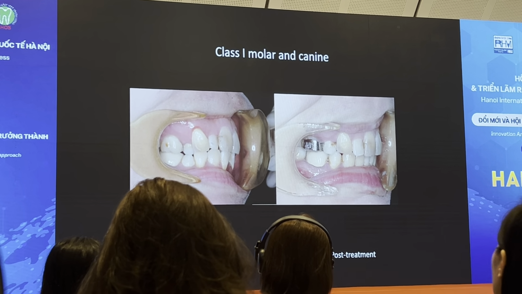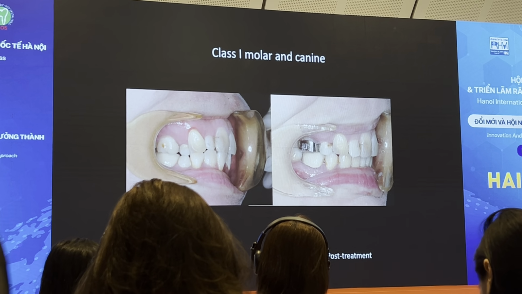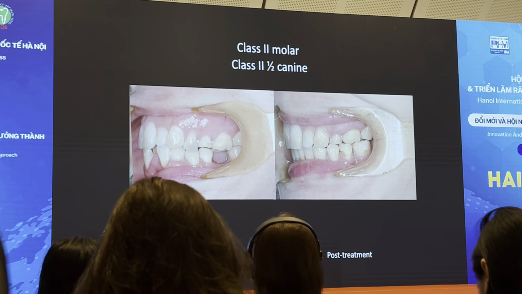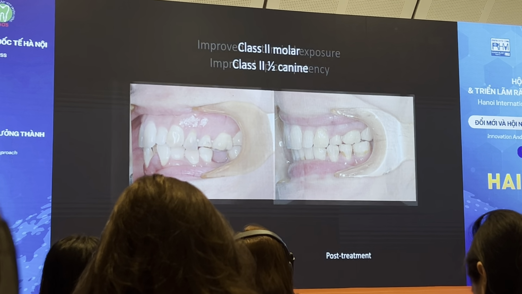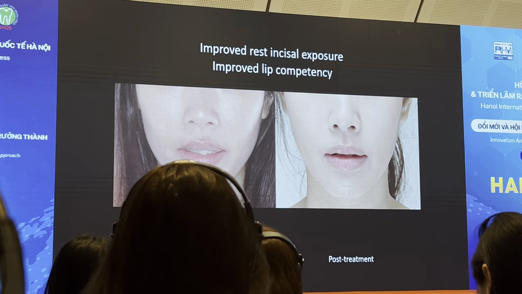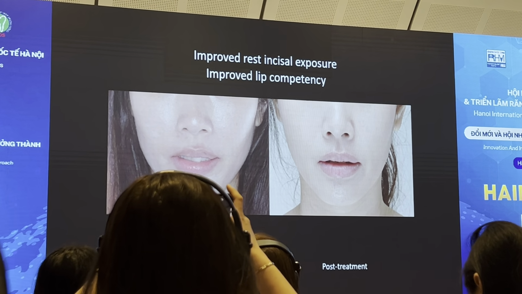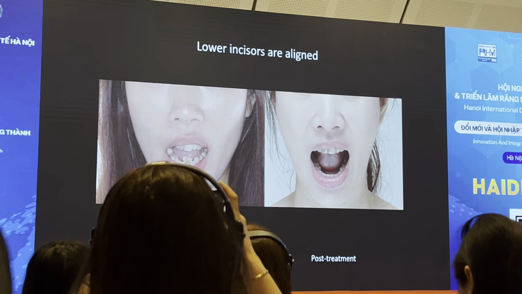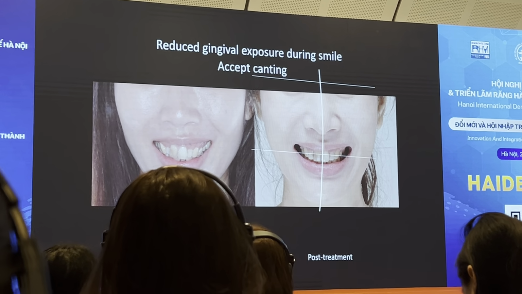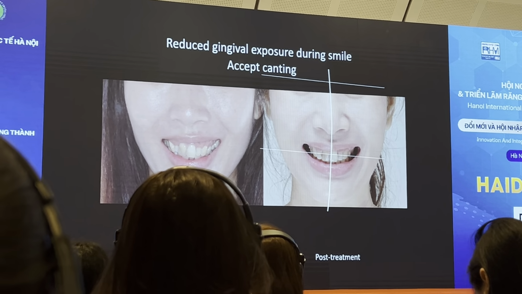Class 1 canine and molar relationship on the right. And class 2 half unit canine and full unit class 2 molar on the left. Incisal exposure was reduced. Lip competency was improved. The lower incisors were aligned. And gingival exposure at smile was reduced.